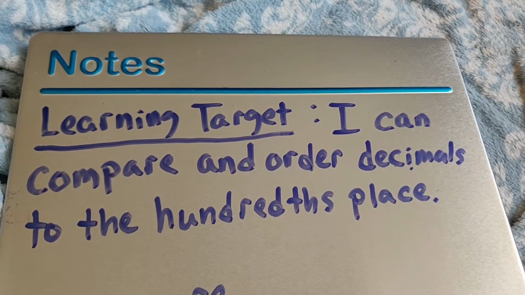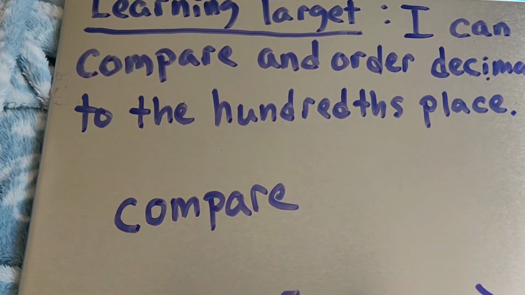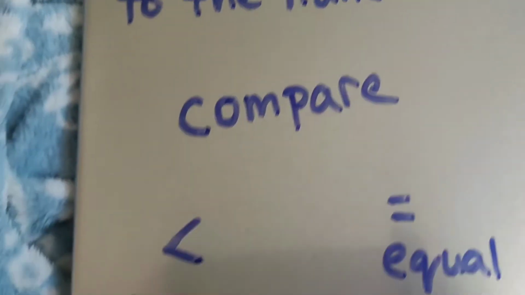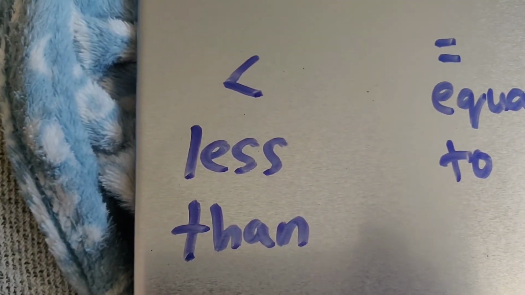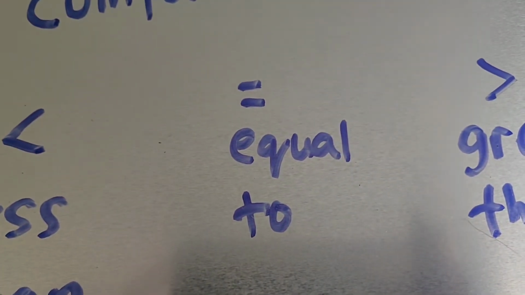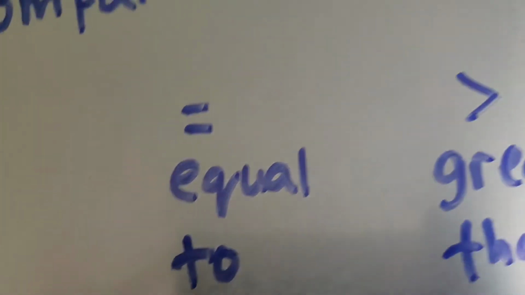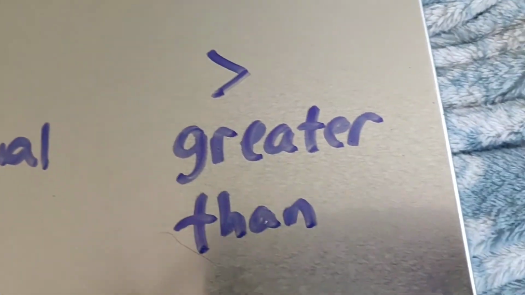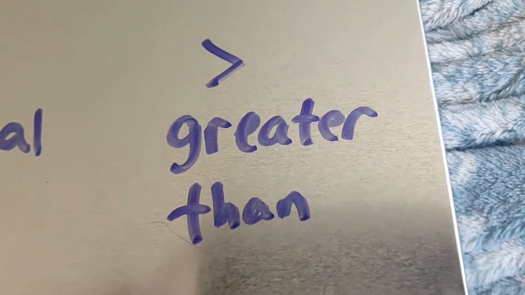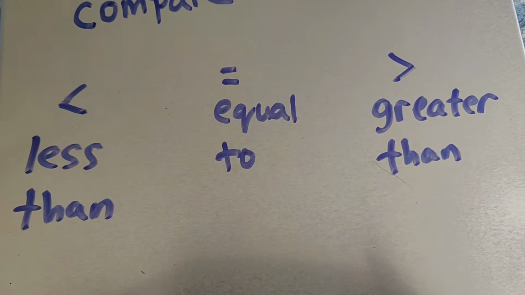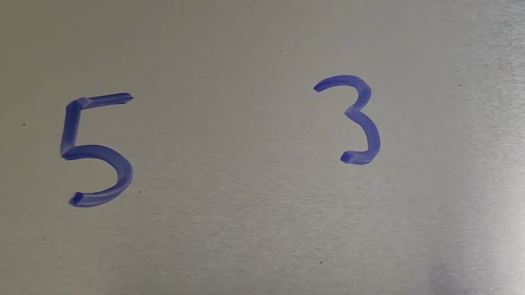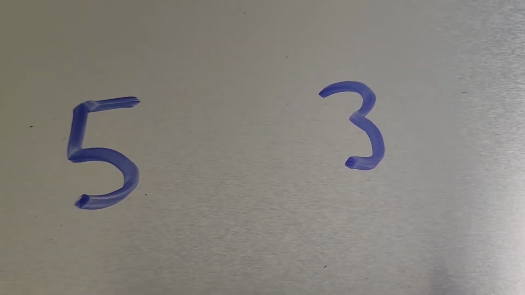The first part says I can compare. When we say compare, we're thinking, is something less than, and that's the less than symbol, equal to, and that's the equal symbol, or greater than, and that's the greater than symbol. So it's something less than, equal to, or greater than something else. So let's start quickly with some examples that you already know.